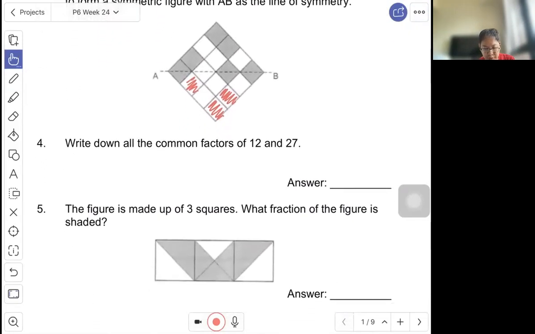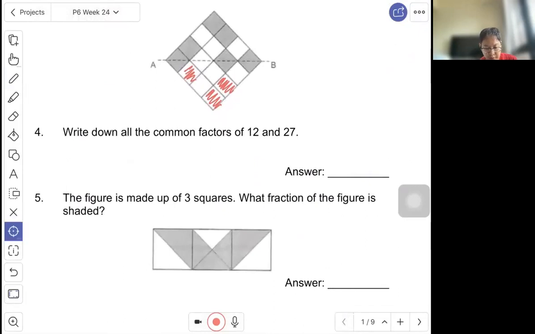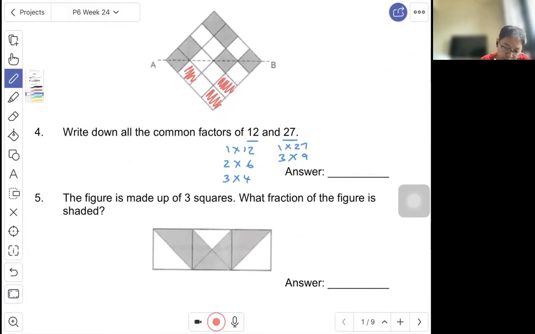Question 4. Write down all the common factors of 12 and 27. So let's work it out together. For 12, we have 1 times 12, 2 times 6, 3 times 4. For 27, we have 1 times 27, 3 times 9. So the common factors will be your 1, your 3. So the answer is 1 and 3.